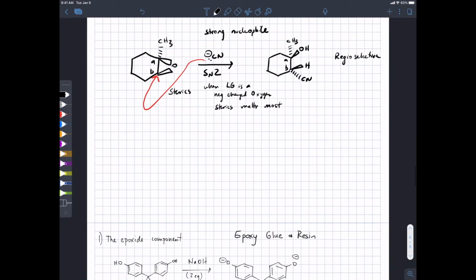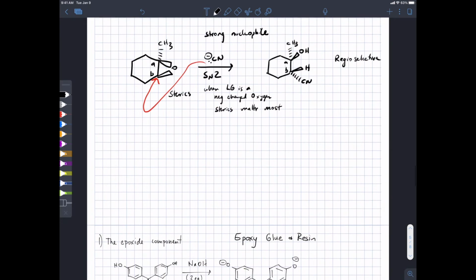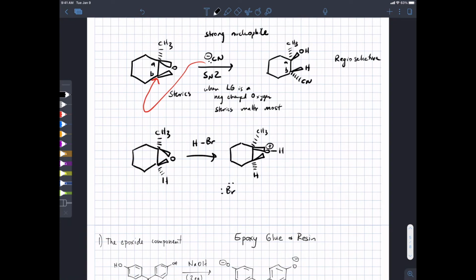Now, you can also open up epoxides under acidic conditions. So let's take the same starting material. And now let's use HBr. What happens here is that we first protonate the oxygen of the epoxide. Lone pair electrons on the oxygen attack the proton of HBr, just simple acid-base chemistry. And then Br minus can act as the nucleophile.